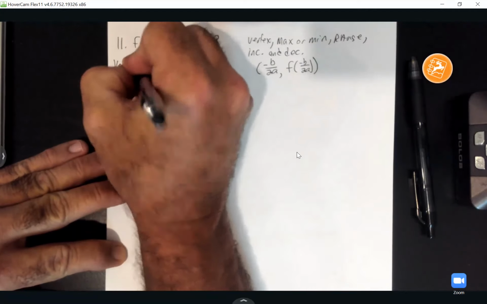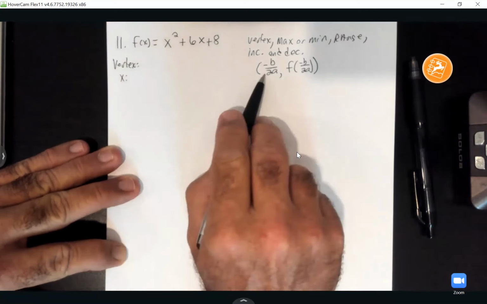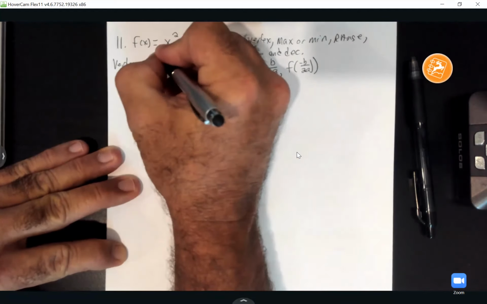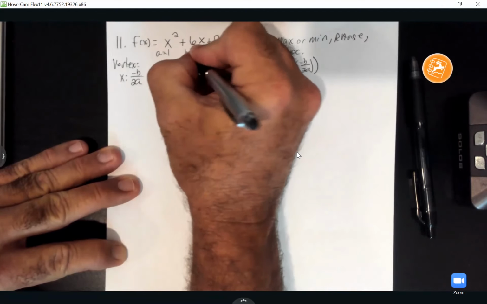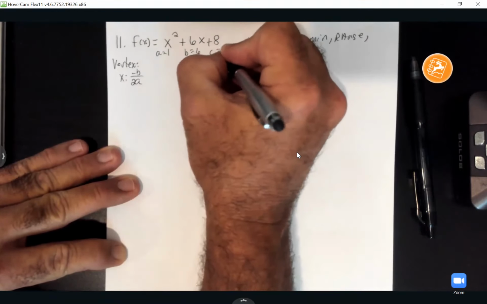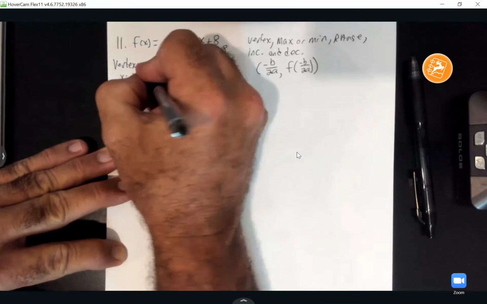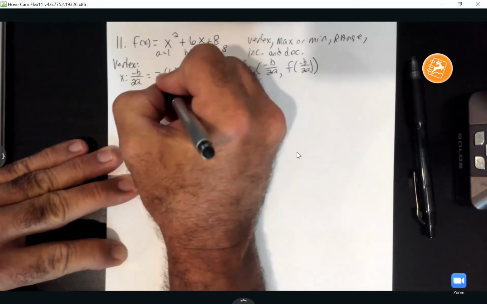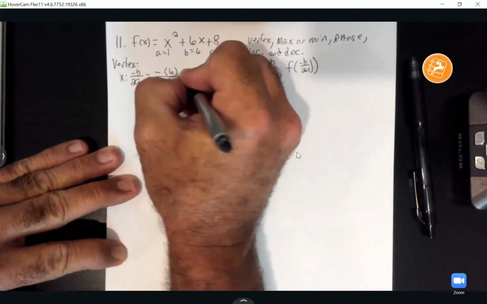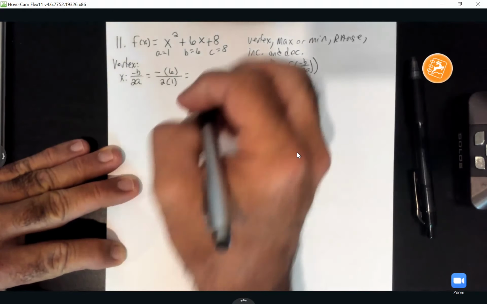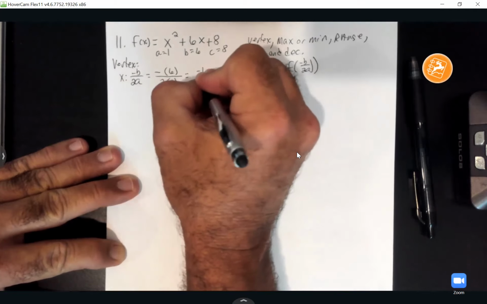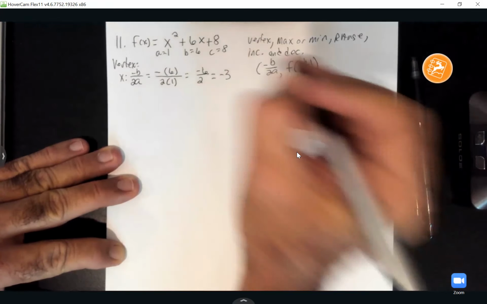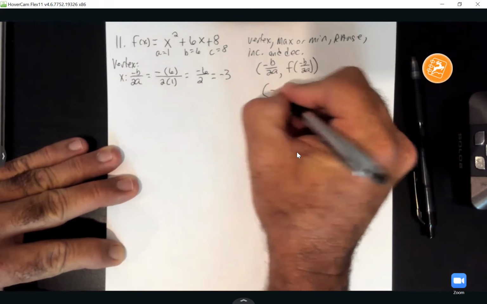So I'm going to work on the vertex, and I'm going to start with that x value, which is negative b over 2a. Remember, for my problem, a is 1, b is 6, and c is 8. So we have negative times b, which is 6, over 2 times a, which is 1. I get a negative 6 on top over positive 2, and then negative 6 divided by 2 gives me a negative 3. So my x is going to be negative 3.